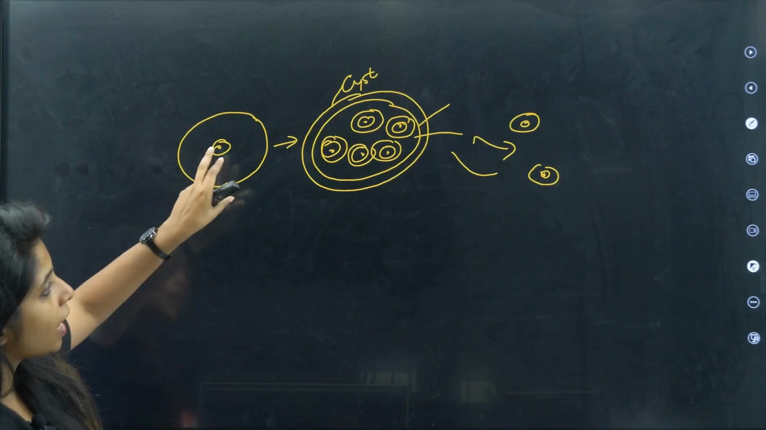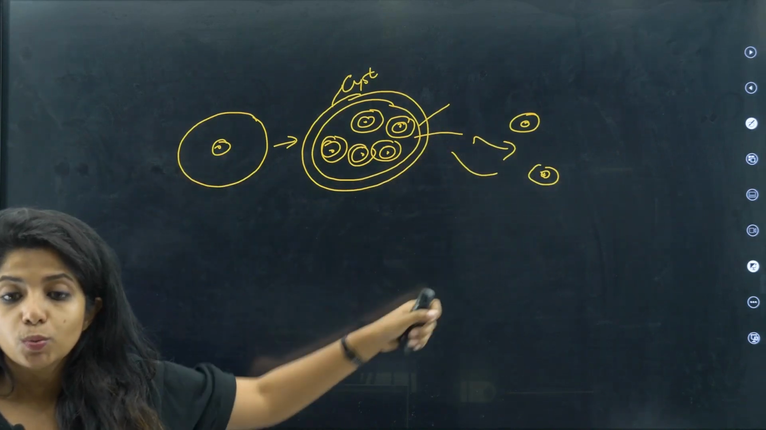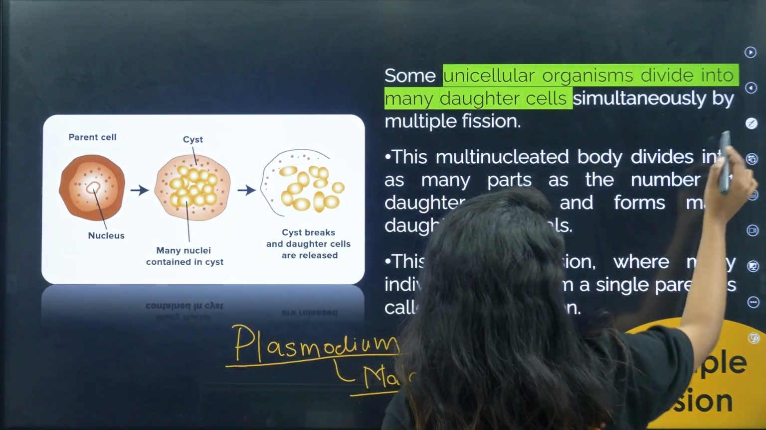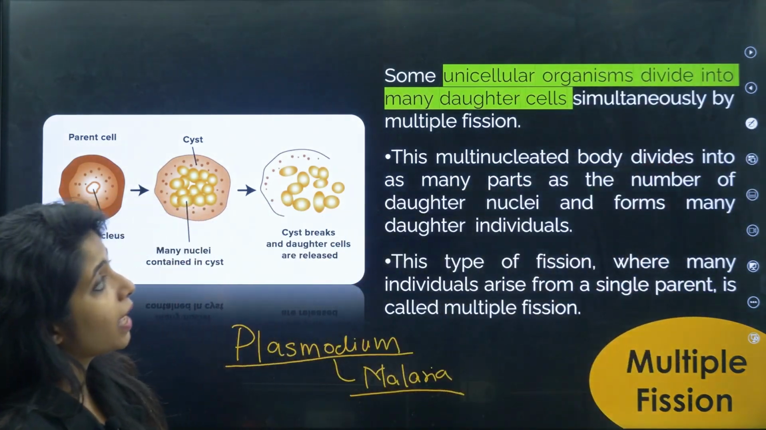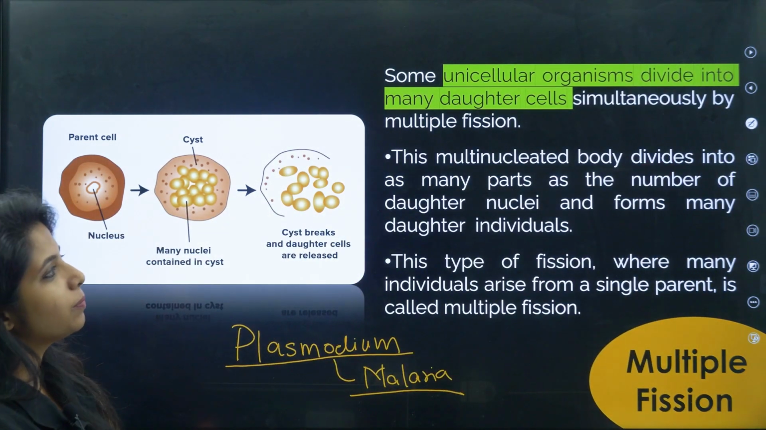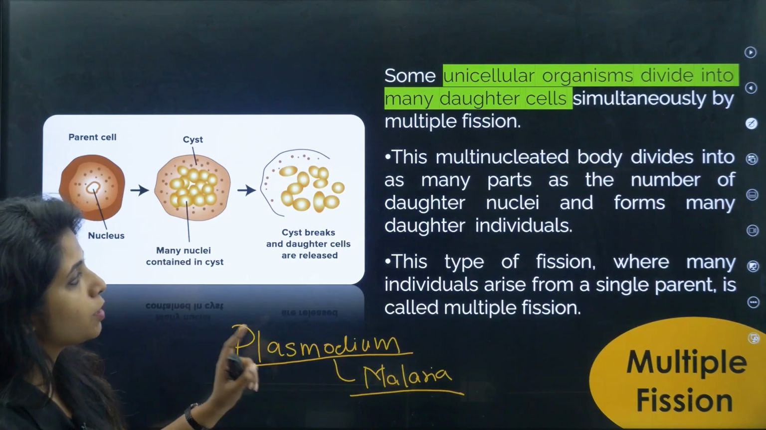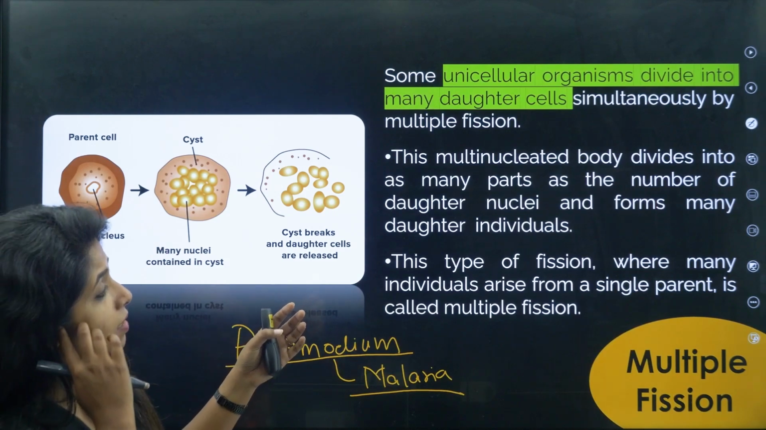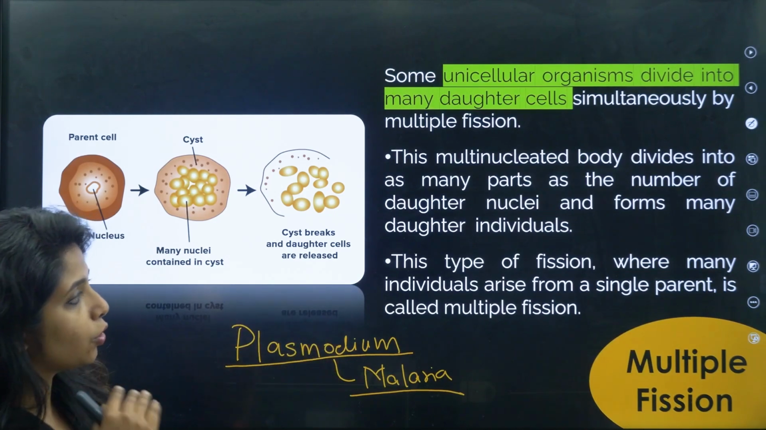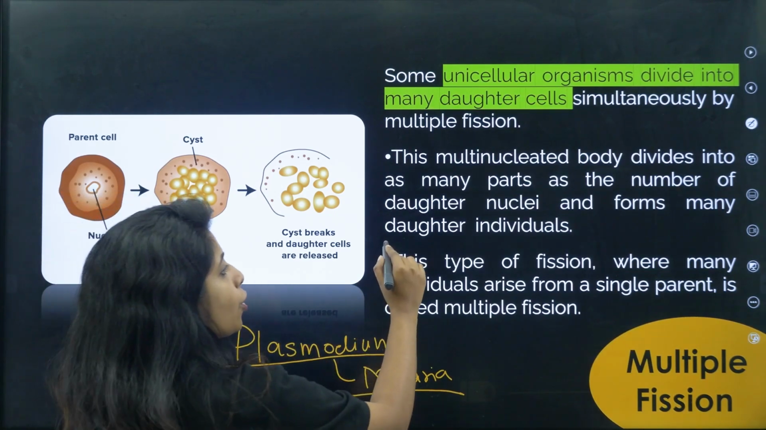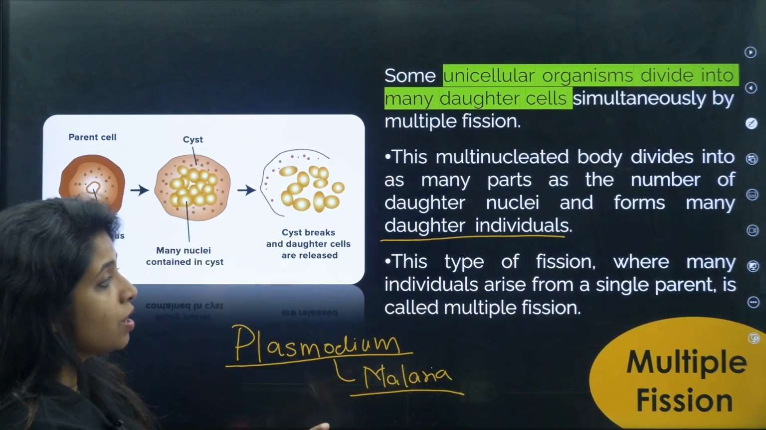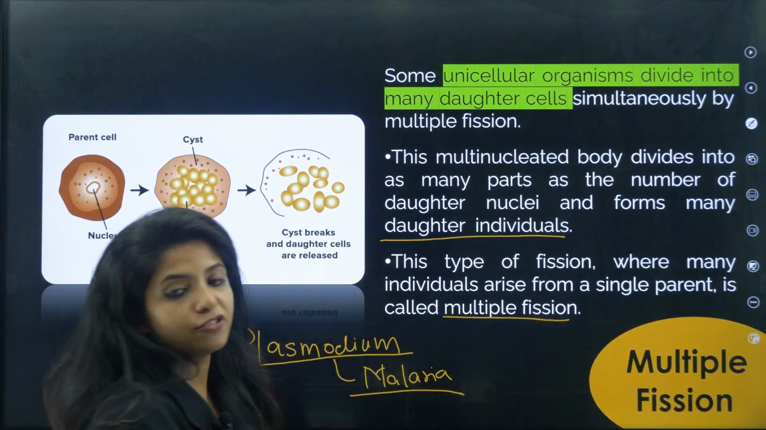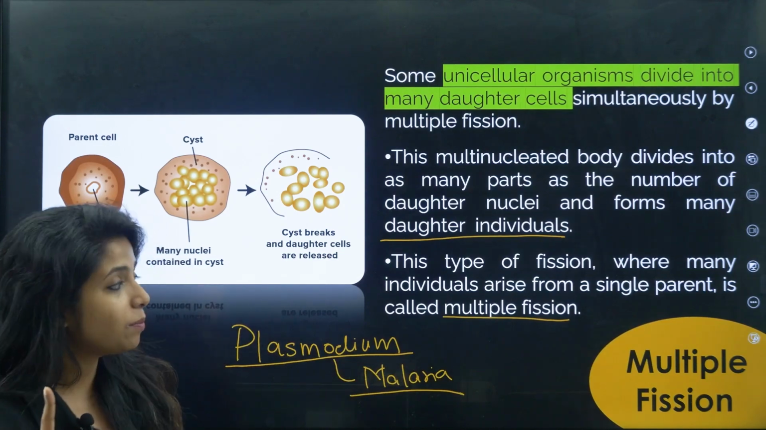Okay, this is known as multiple fission. So from a single organism you are giving rise to so many organisms, which is why it is known as multiple fission. Now let's see about them. Some unicellular organisms divide into many daughter cells simultaneously by multiple fission. The example is Plasmodium. This multinucleated body divides into as many parts as the number of daughter nuclei and forms many daughter individuals. This type of fission, where many individuals arise from a single parent, what do you call it? Multiple fission. Okay, it is shown by Plasmodium, I am telling you again.